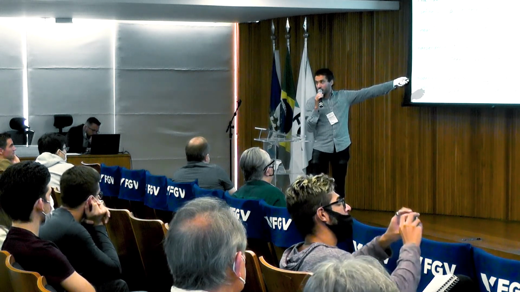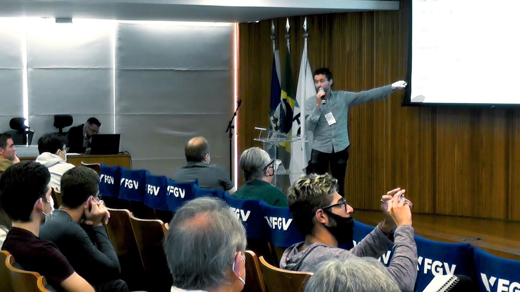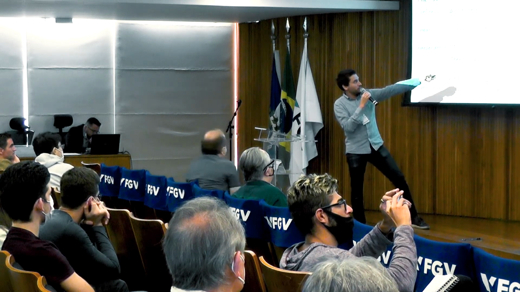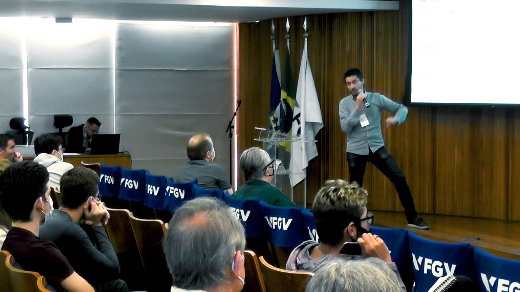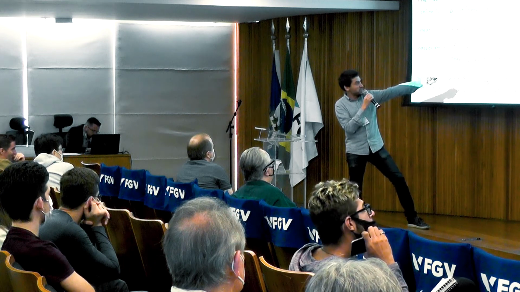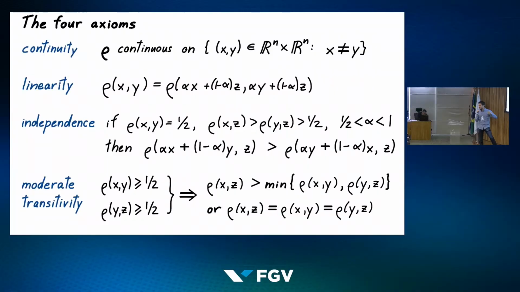If x and y are 50-50 with each other, and they both beat z, so x over z is larger than 1/2, y over z is also larger than 1/2, but x actually beats z by more than y, and you give me any number alpha between 1/2 and 1, the mixture between x and y that has a lot of x and a little bit of y has to beat z more than the mixture that has a lot of y and a little bit of x. Remember that alpha is larger than 1/2.